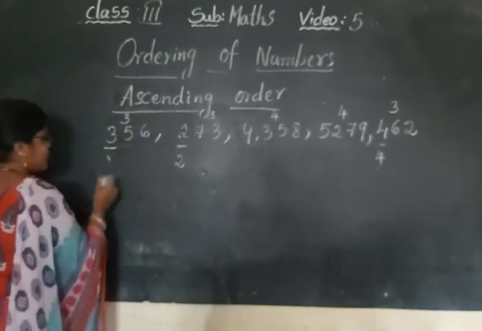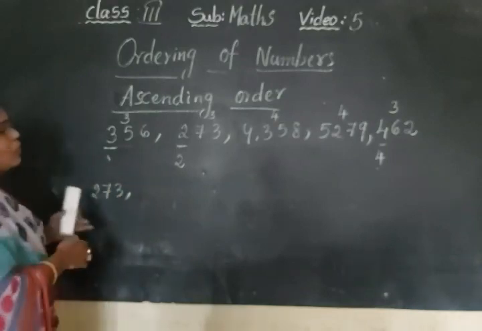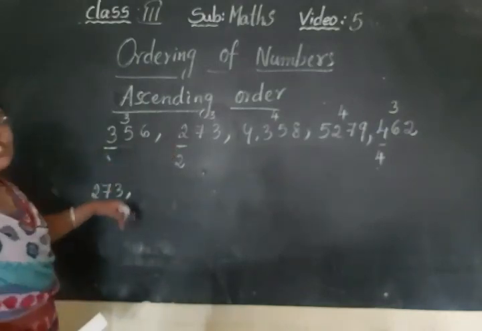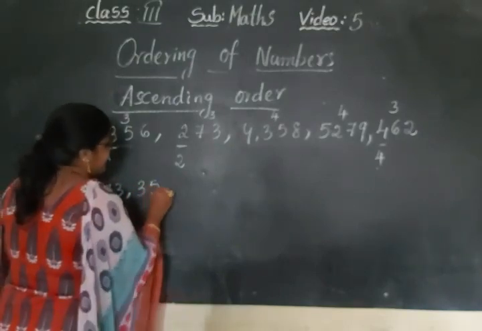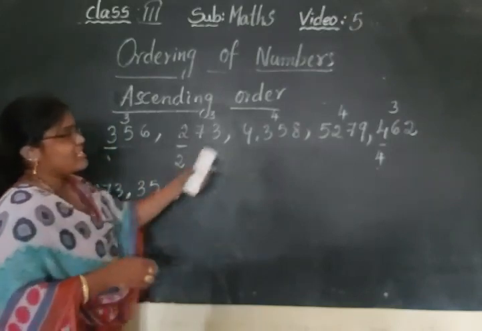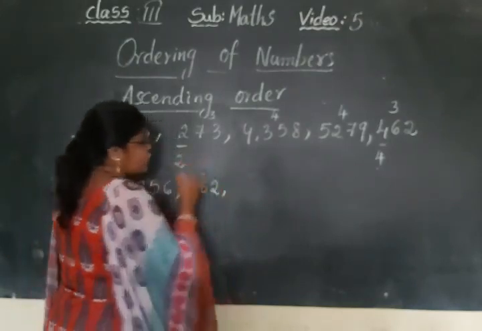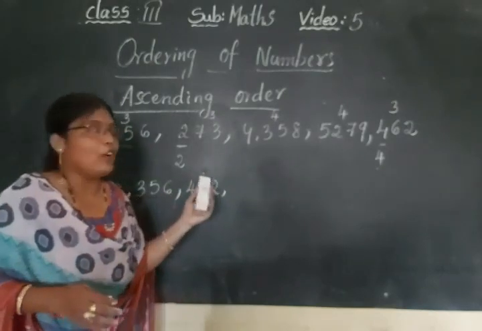So write 273 first. What is the next number after 2? 3. So which number we have to write? 356. And the next 3-digit number is 462. Yes, so we have arranged the 3-digit numbers in order.